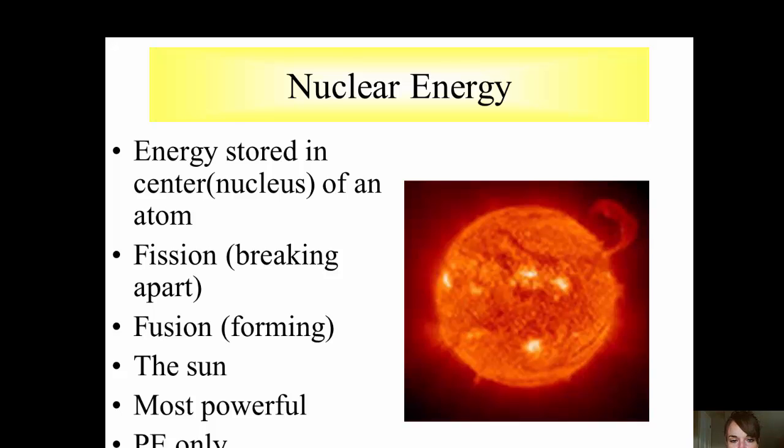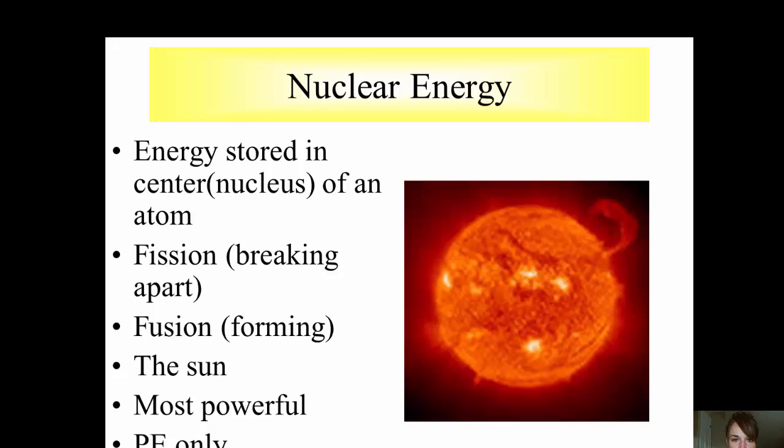The last type of energy that we have is nuclear energy. So this is energy that's stored in the center of an atom. The center of an atom is called a nucleus. So in that nucleus, we have a lot of energy stored. Since we're on that topic, stored energy is called, again, potential. So nuclear energy is a form of potential energy. Now there's two types of nuclear energy. We have fission, where it breaks that nucleus apart, or we have fusion, where we take two different nuclei and they fuse together to form a new atom.